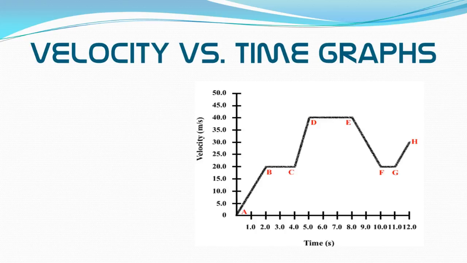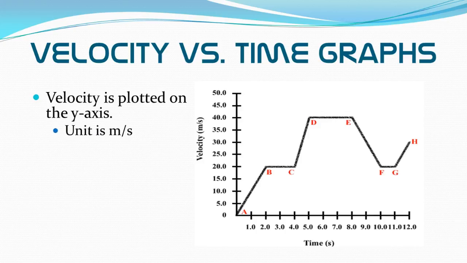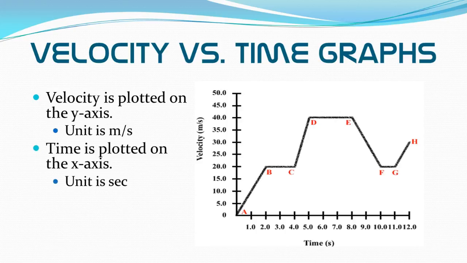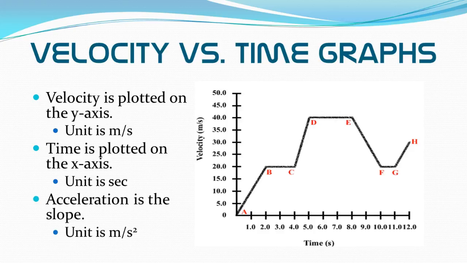A velocity versus time graph is another common way to represent and interpret motion. I can find a couple different pieces of information from a velocity versus time graph. Velocity is plotted on the y-axis. The unit for this is meters per second. Time is plotted on the x-axis. The unit is seconds. Acceleration is the slope. If I take meters per second, my rise, over seconds, my run, I get meters per second squared as a unit.